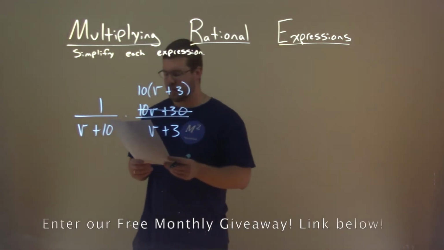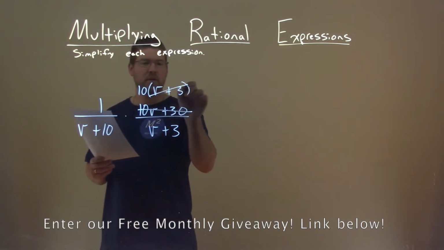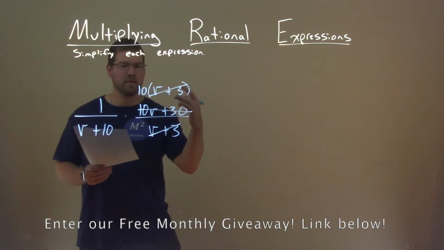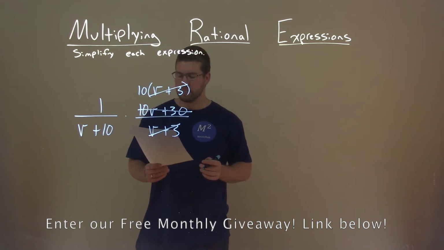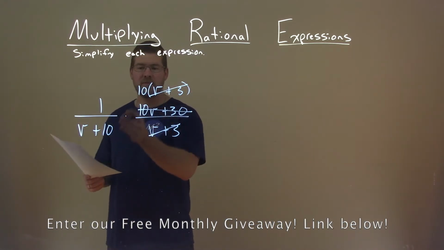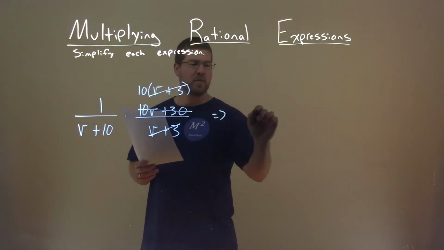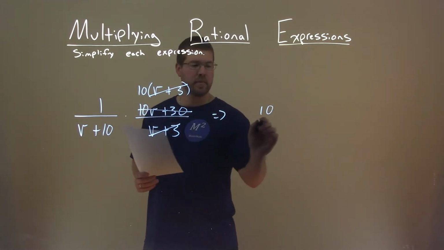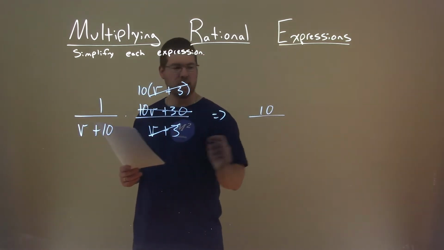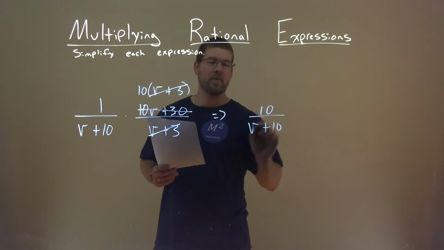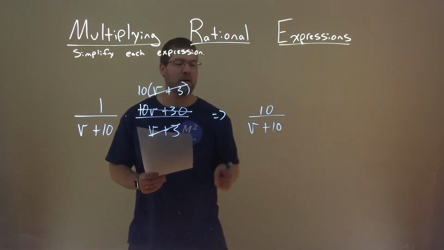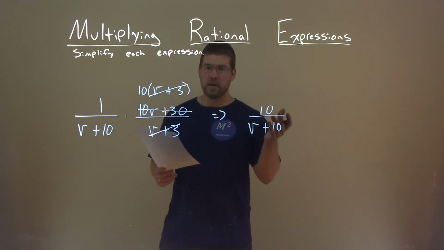Now we can see some things that eliminate. The v plus 3 here and this v plus 3 cancel each other out. So what are we left with? Well, nothing else that really cancels. So the numerator, I'm left with that 10 divided by v plus 10 in the denominator, and there we have it. 10 divided by v plus 10 is our final answer.